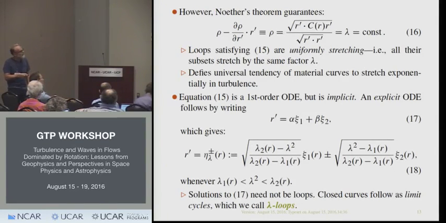Solutions to this line field do not need to be loops, but closed curves follow as limit cycles of this line field. It's interesting that we started with a Hamiltonian vector field, and the curves of interest turn out to be limit cycles of a dissipative system.